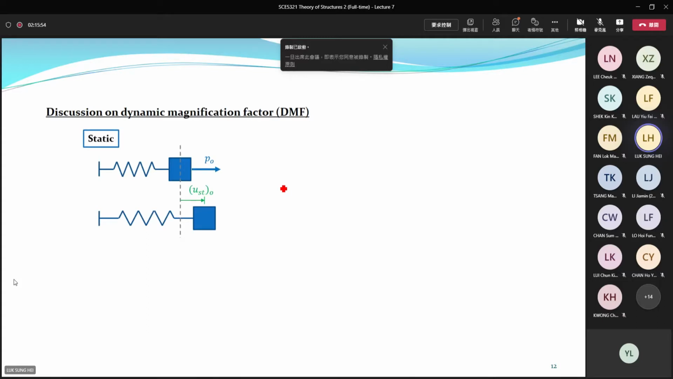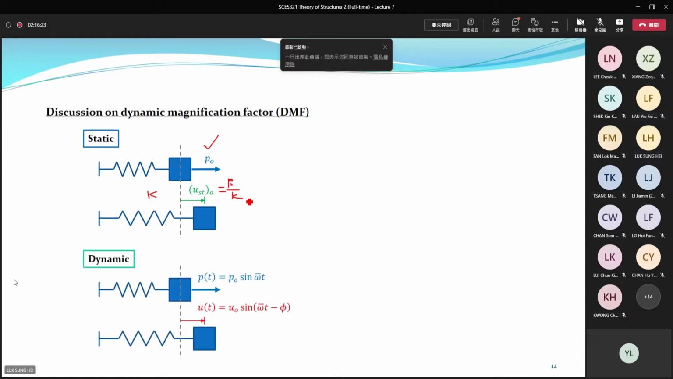Static problem. Be familiar with this static. When we have a spring mass system under a constant force, P0, the displacement is equal to UST. If you know the spring constant, then you can easily find the expression of UST, which is equal to P over K. That's why we call that UST. P over constant K gives you the static deformation.